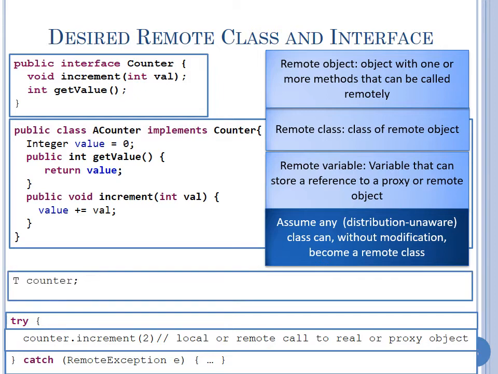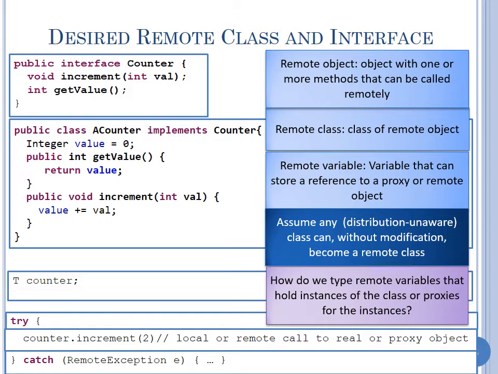So this is our code. And somewhere we need to have declared the variable counter. In a typed language like Java, we need to give it a type. I'm just putting the word T here because I don't quite know how to type it right now. The question I'm going to answer now is, how do we type remote variables? These are variables that can store both proxies to remote objects or the remote objects themselves. That's the question we ended up with last time, and we're going to resume it in this class.